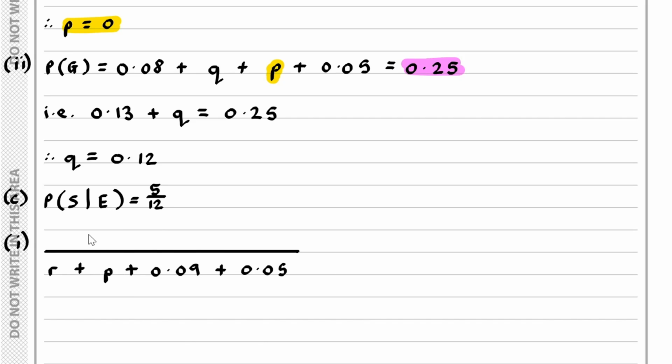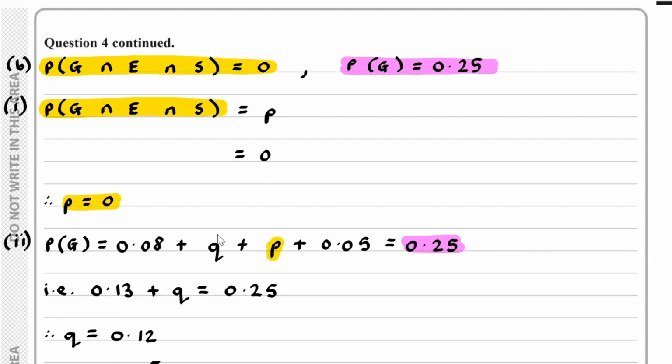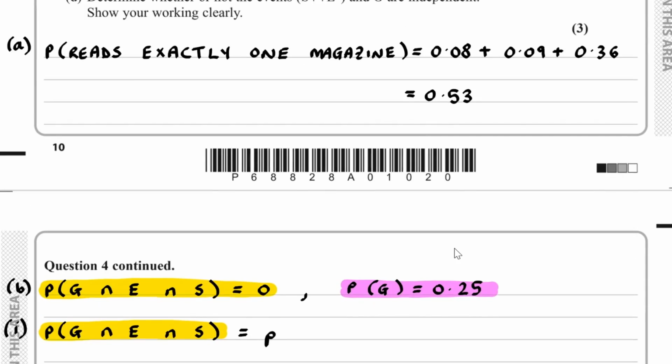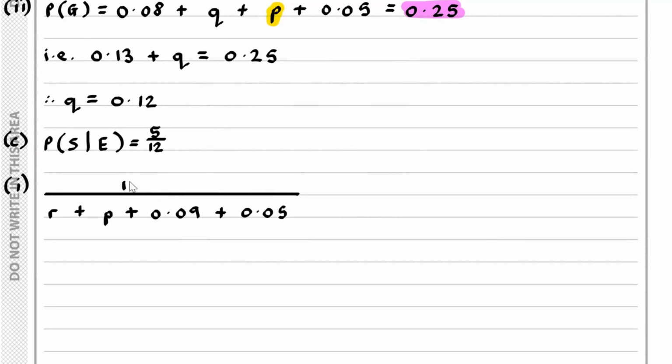and S, well, if we take a look at S, we want S given E, so we're given E, and of that, what includes S? That is the region here, P plus R, or R plus P. And this entire result is equal to 5/12. So, we are using this information here. Hence, we have this sum equaling 5/12.